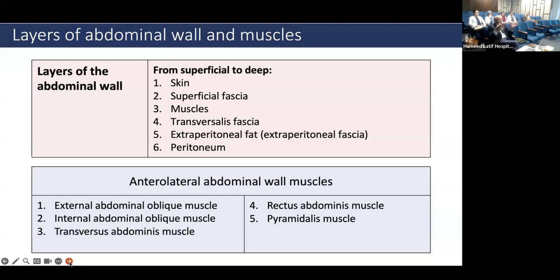Now, anterior abdominal wall muscles are external oblique, internal oblique, transversus abdominis, then rectus abdominis muscle, which is in the middle. These 3 muscles that I just named, external, internal, and transversus, start from the lateral side and converge over onto the middle of the abdomen. Pyramidalis is a small, insignificant muscle. As a matter of fact, the only surgical significance of pyramidalis is that it helps you identify where the midline is.